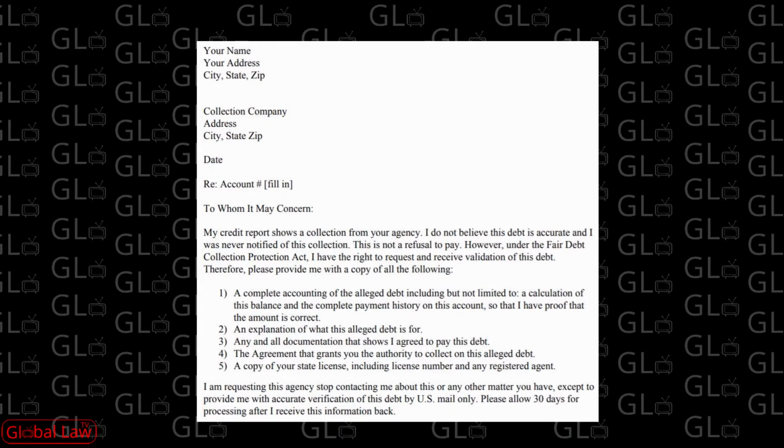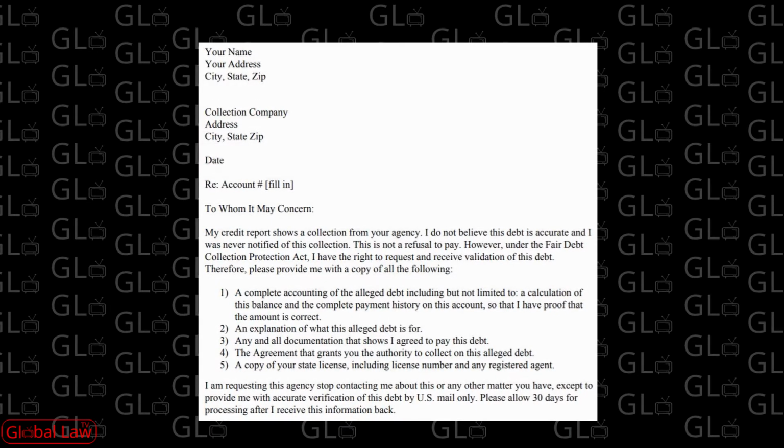I also have credit repair documents. For example, I have a request for your credit report letters. I also have debt validation. If you get into some financial trouble and creditors are contacting you saying you owe them money, send them a debt validation letter saying, prove to me that you actually own the debt.